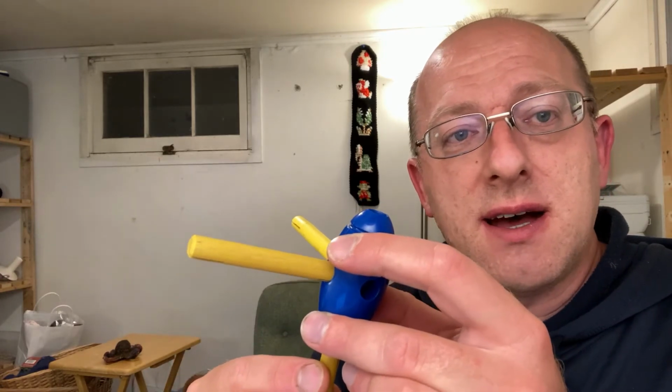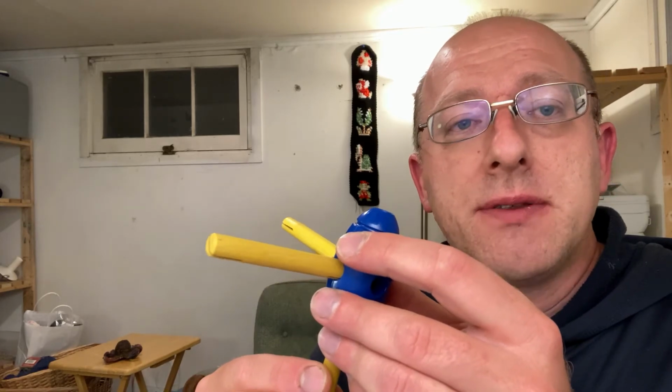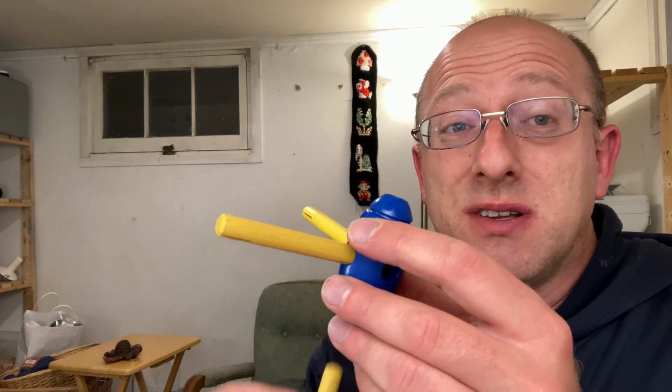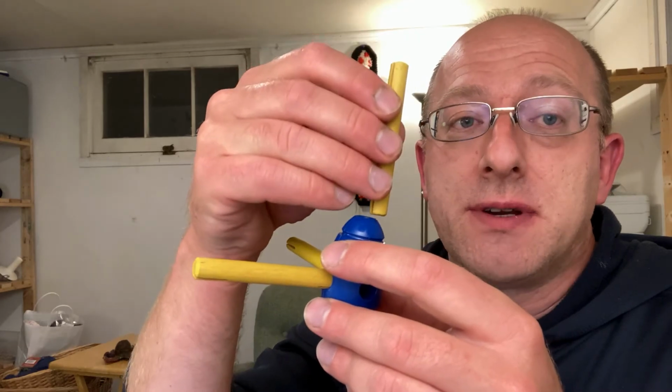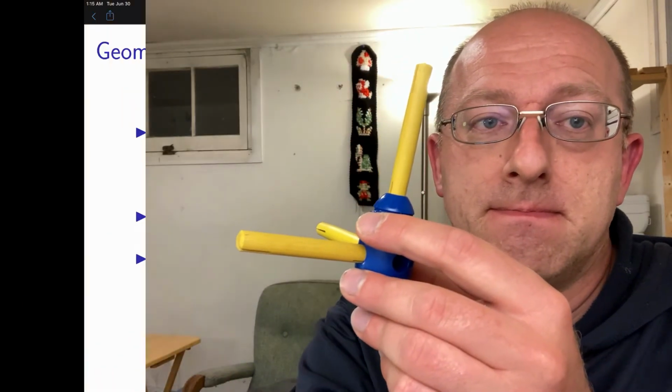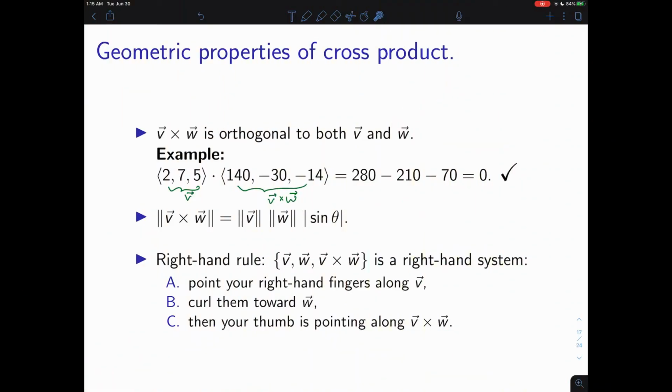And we'll see in a minute which way it goes. Is it up or is it down? But right now, the orthogonality means that we're somewhere along this line. So we've narrowed it down to that. That narrows down the possible directions of V cross W.